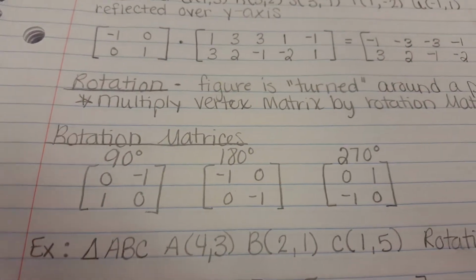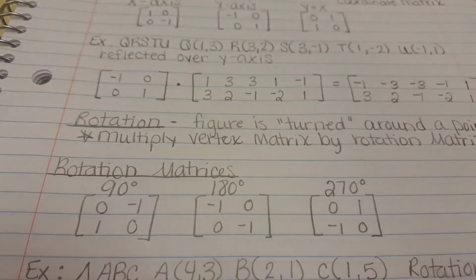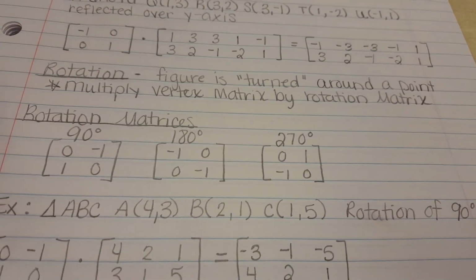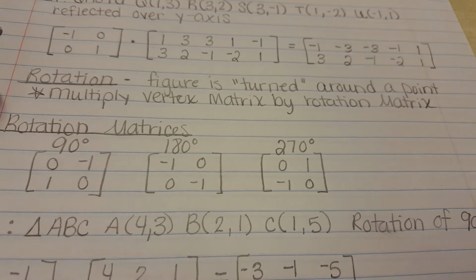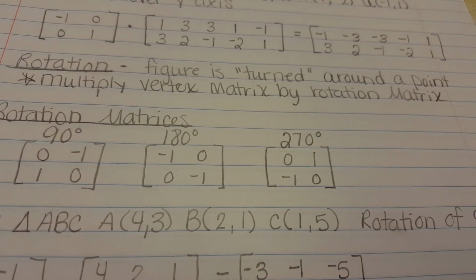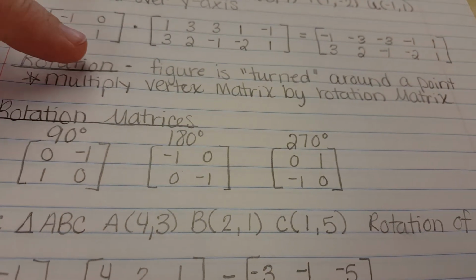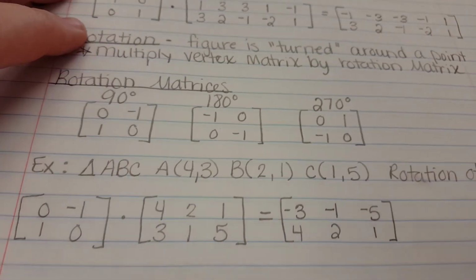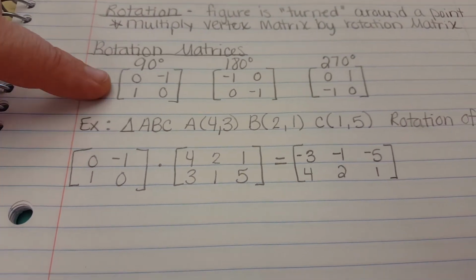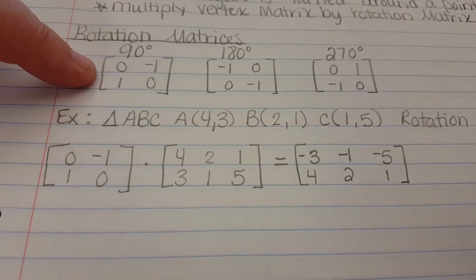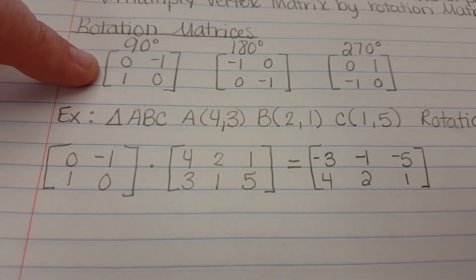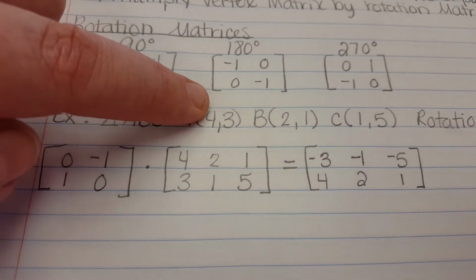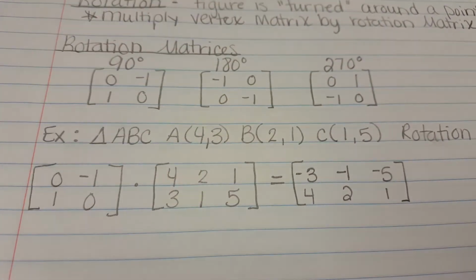A rotation matrix. So a rotation matrix is when a figure is turned around a point. Okay, we find this by multiplying the vertex matrix, or I'm sorry, the coordinate matrix by a rotation matrix. Again, the matrices can be a little difficult to find, so we've gone ahead and listed the most common ones for you here. The rotation matrices, if we have 90 degrees, 180 degrees, and 270 degrees.